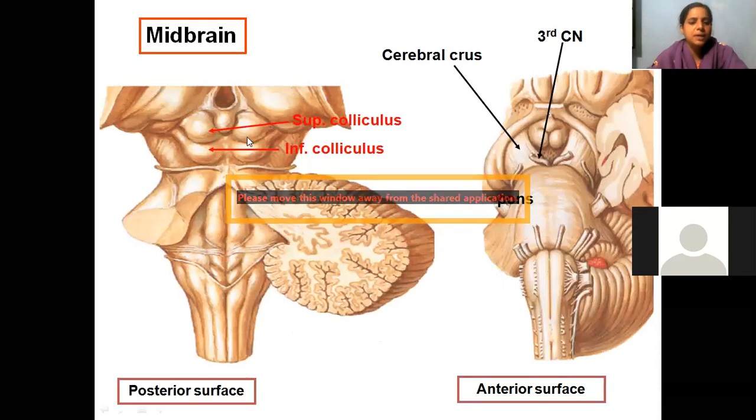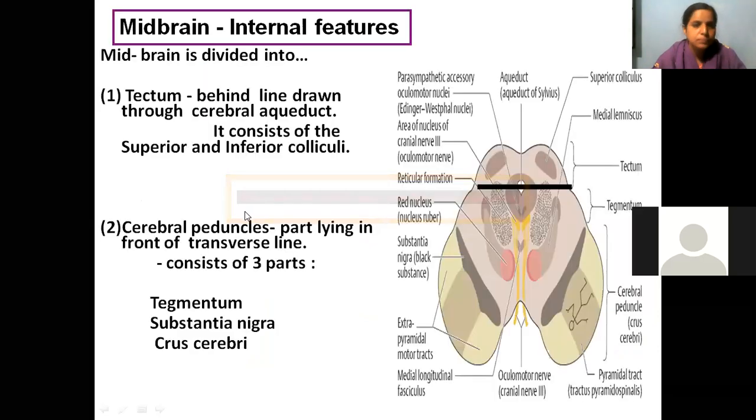In the external features on the posterior aspect, if you remember, we have studied corpora quadrigemina. That is nothing but the dorsal or posterior aspect of midbrain, where we have two superior colliculi and two inferior colliculi. In between, what is the name of the sulcus? Cruciform sulcus. The superior colliculus via the superior brachium is connected to the lateral geniculate body, which is concerned with vision. The inferior colliculus through the inferior brachium is related to the medial geniculate body, which is concerned with the mechanism of hearing. Okay, better? Internal features are more important.